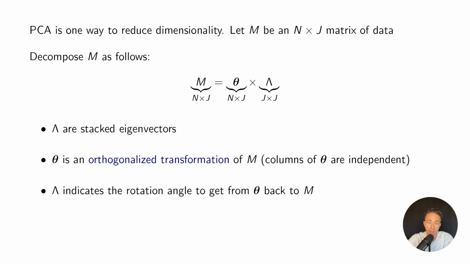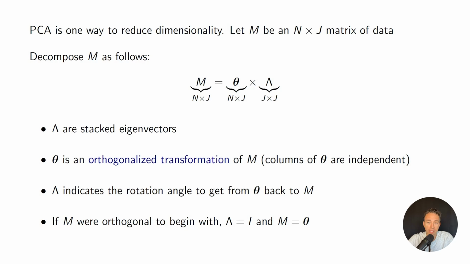So the information in lambda basically tells us by how much we need to rotate each of the columns in theta to get back to our original M. And if M were already orthogonal, then we would just have the identity matrix for lambda, and then theta would just be the original M.